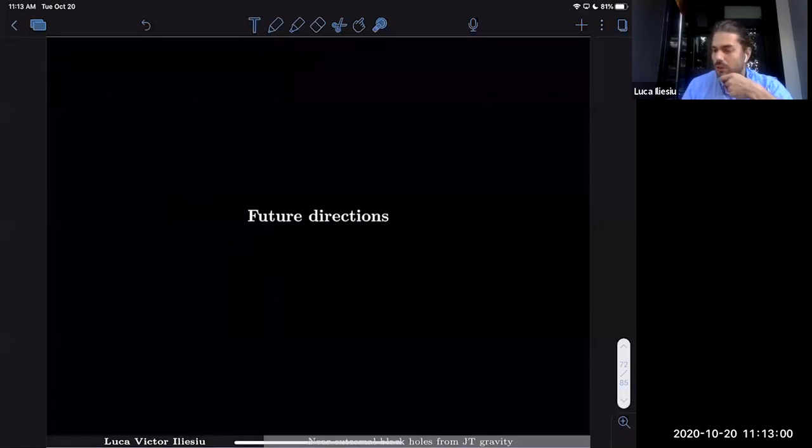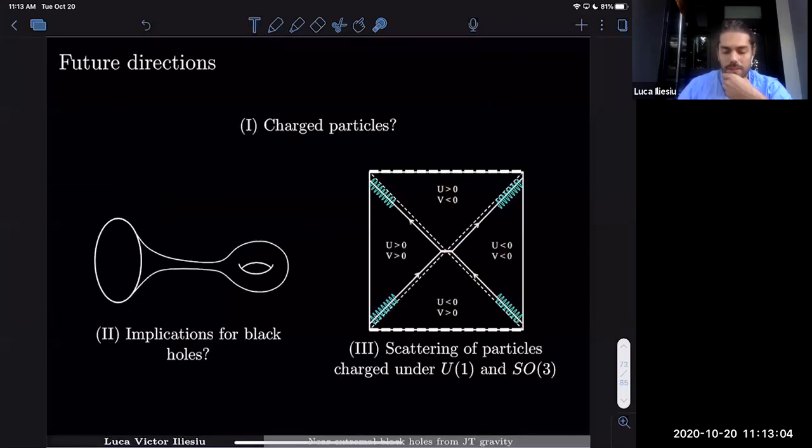And I just want to finalize by mentioning three future directions. One is that it will be interesting to account for massless charged particles charged under U(1) in this theory and see whether or not the fact that we're studying the theory at strong coupling affects conclusions related to things like the weak gravity conjecture.